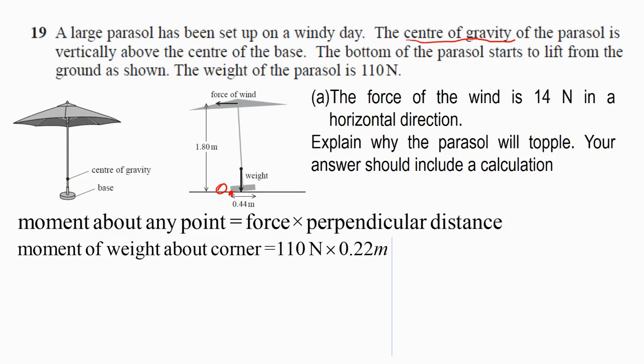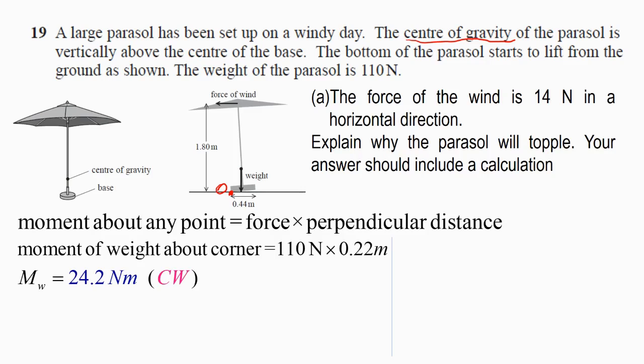The weight is already given, that is 110 Newton. Then what about the perpendicular distance? It is just half of the base distance. Approximately, it is half of the base distance, that is 0.22 meter. So you will get the moment due to the weight of the parasol about the corner point as 24.2 Newton meter.